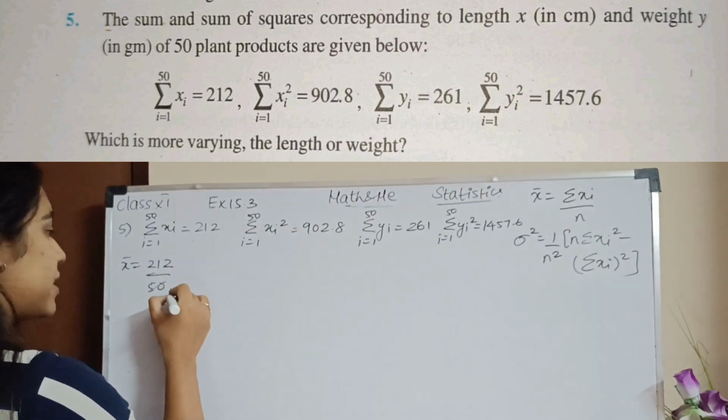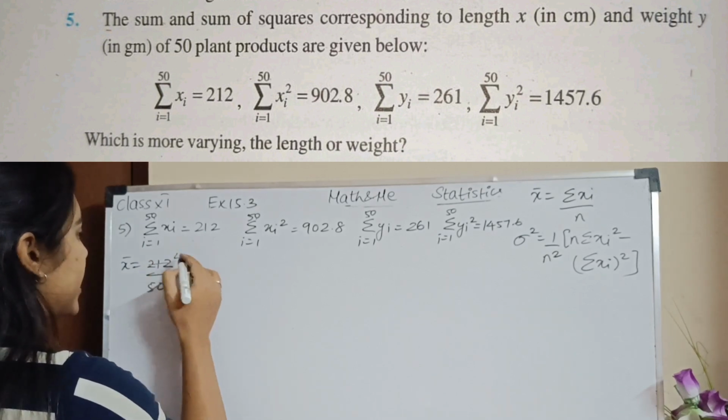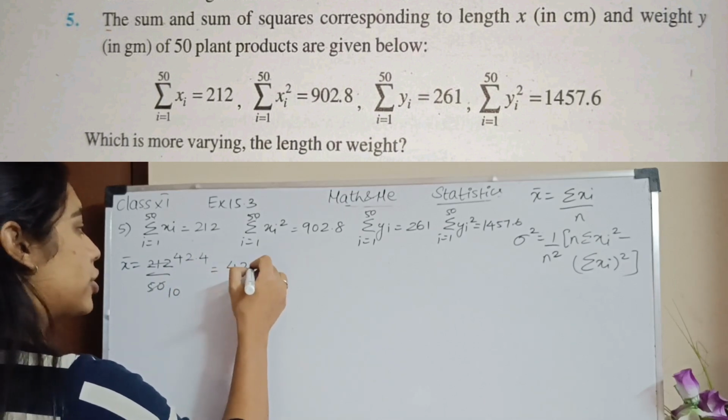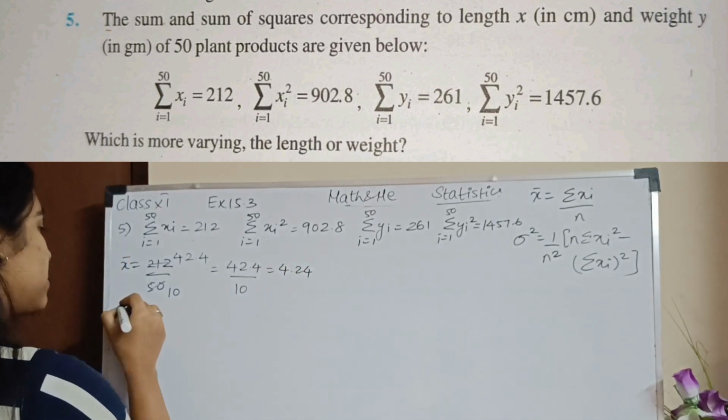In the 5 table, 5 10s are 50, 5 4s are 20, 1 carry over, 5 2s are 10, 2 more, 5 4s are 20. So I'll have 42.4 divided by 10, which is 4.24. So this is my mean of x.